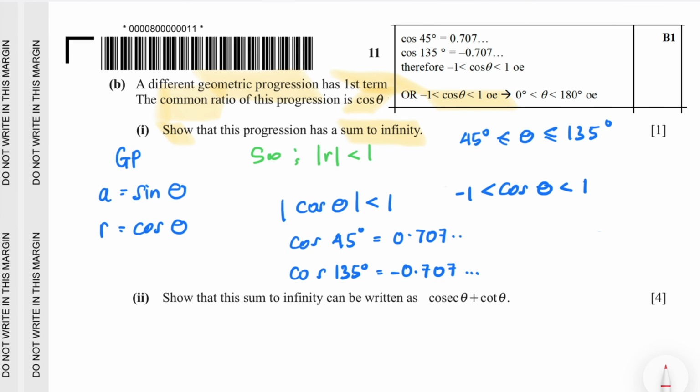Let's bring in the marking scheme. This is B1 mark. When you show cos 45 equal to 0.7, and then when we show cos 135 is equal to negative 0.7, and we make a conclusion that cos theta is in between negative 1 and 1, which is this one. Hence, we're going to get our B1 mark.